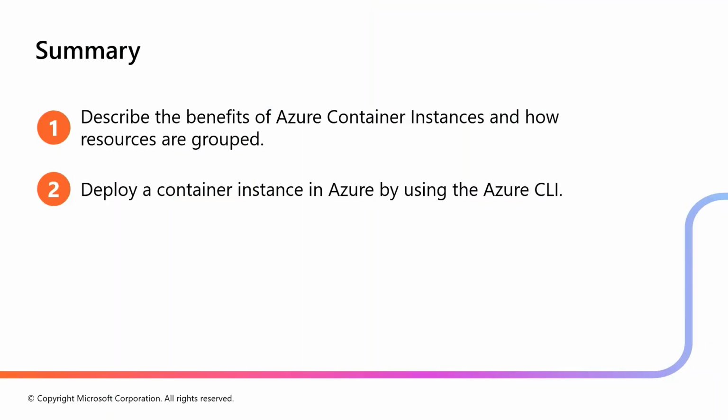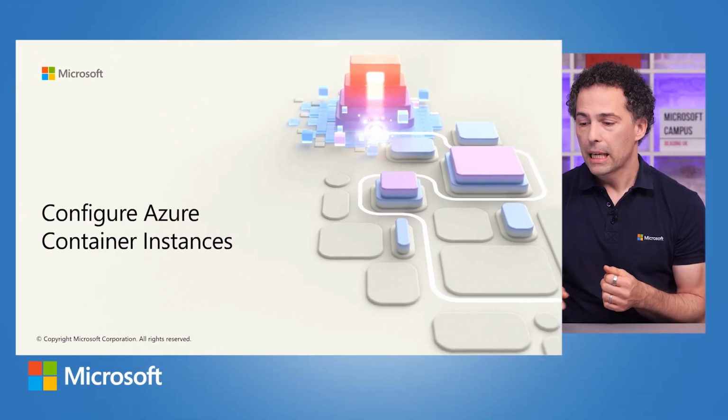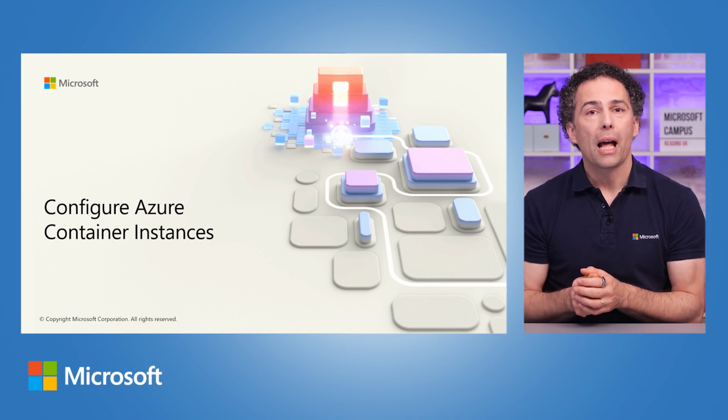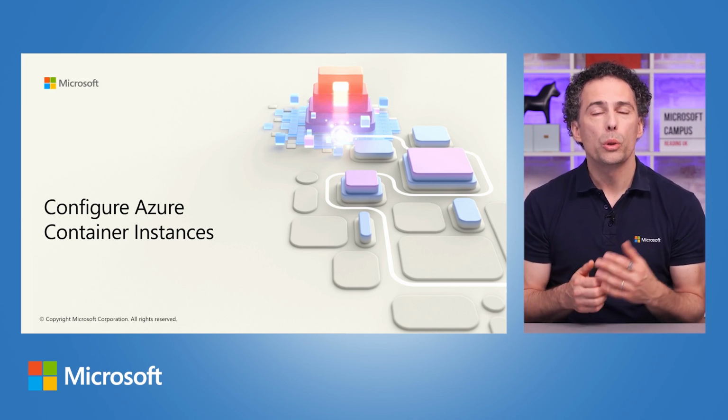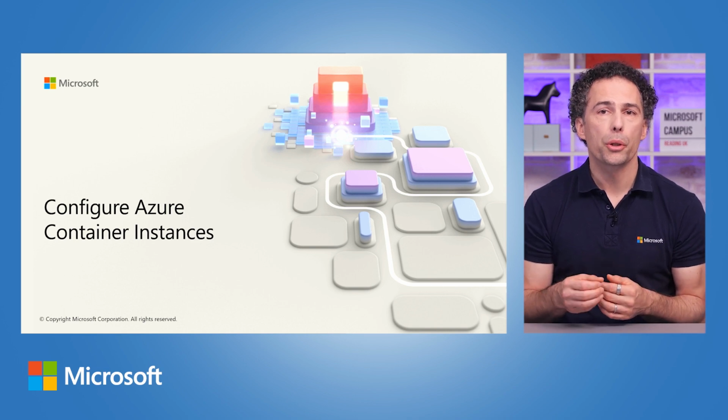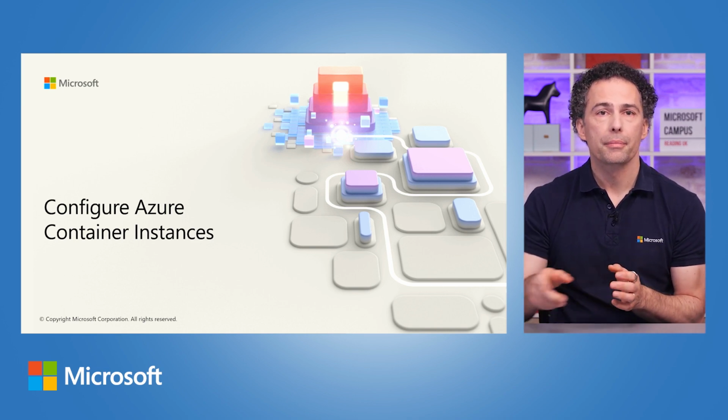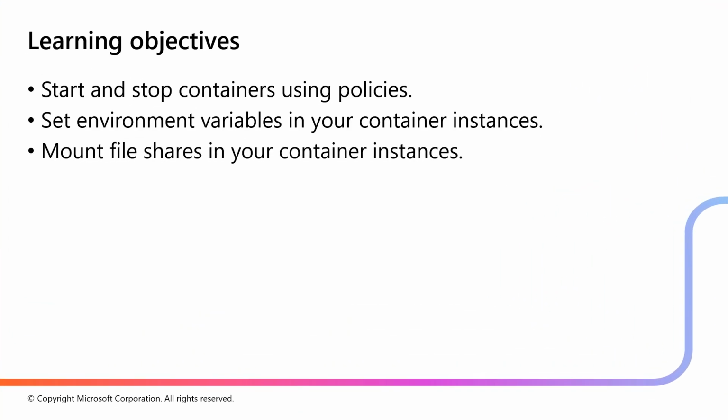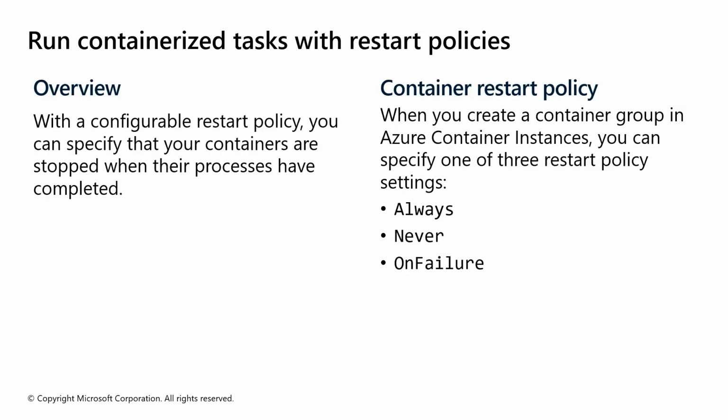Now in this first unit, I described the benefits of Azure Container Instances and how resources are grouped together. I also showed you how to deploy a container instance in Azure by using the Azure CLI. In this unit, we will learn how to configure environment variables, restart policies, and persistent storage for an Azure Container Instance. I will show you how to start and stop containers using policies, how you set environment variables in your container instances, and how to mount file shares in your container instances.